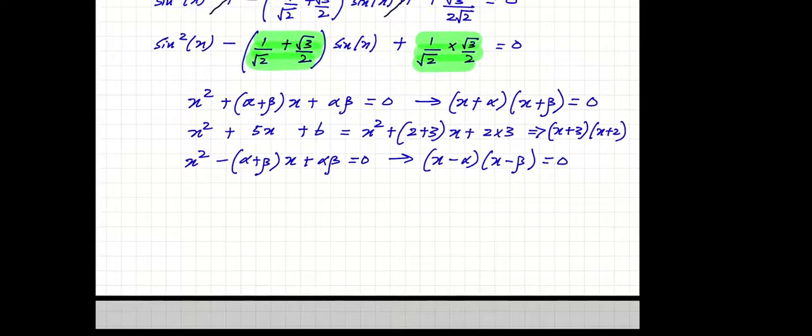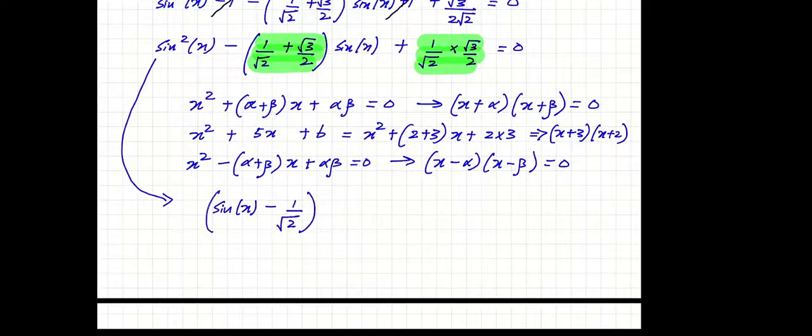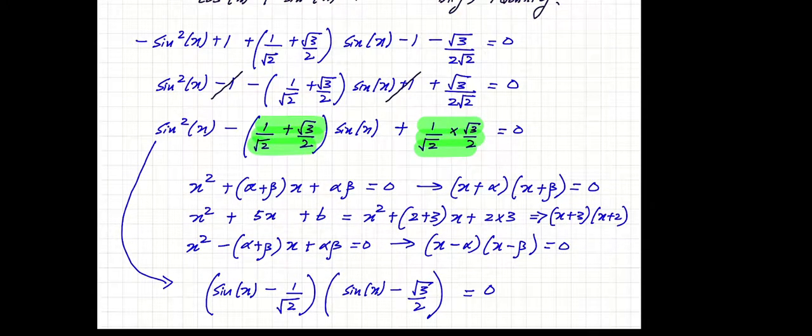Okay, now, how do you factorize this? By looking at that, you can say this is sine x minus 1 divided by square root 2, sine x minus square root 3 divided by 2 is equal to 0. See, that's the beauty. The question is designed so you are connecting many things and simplifying it elegantly.